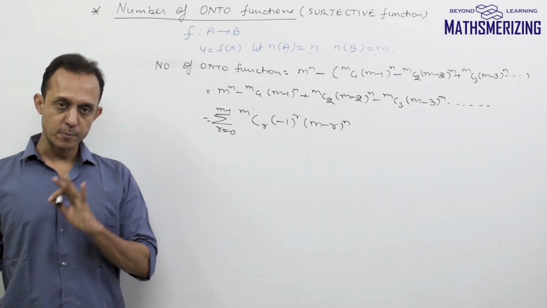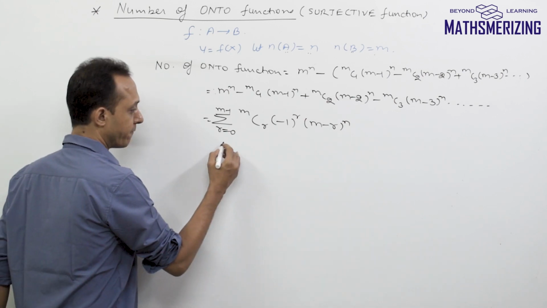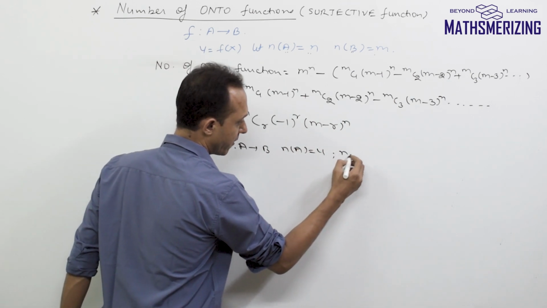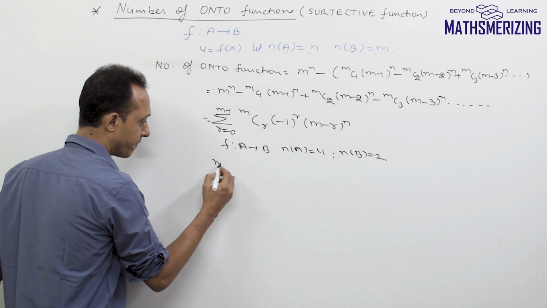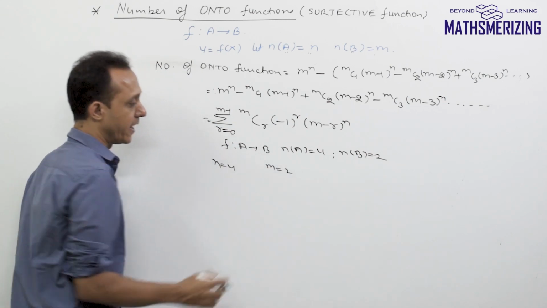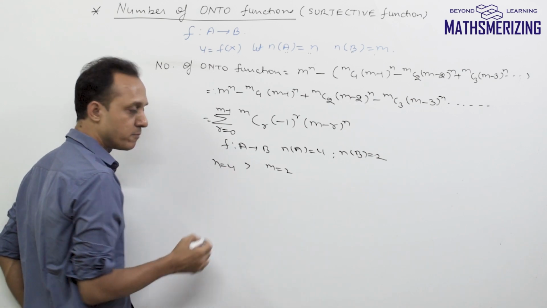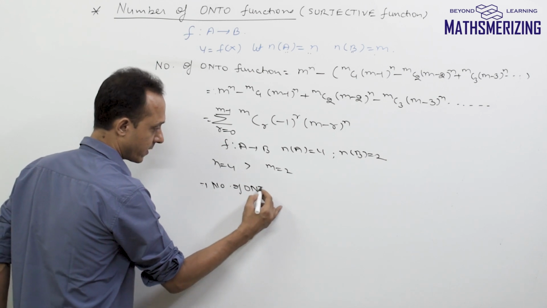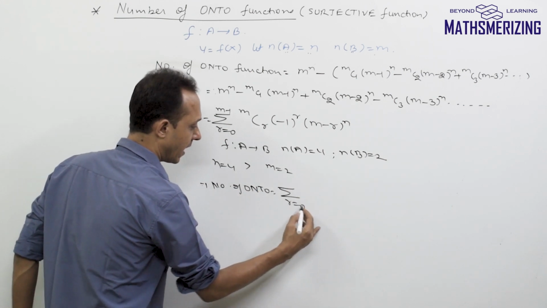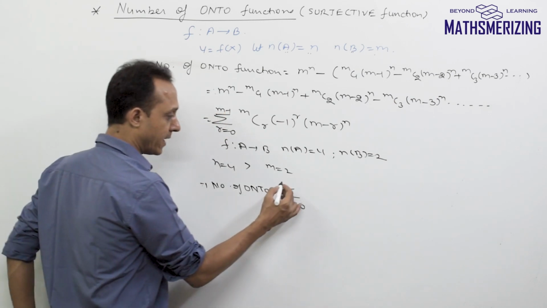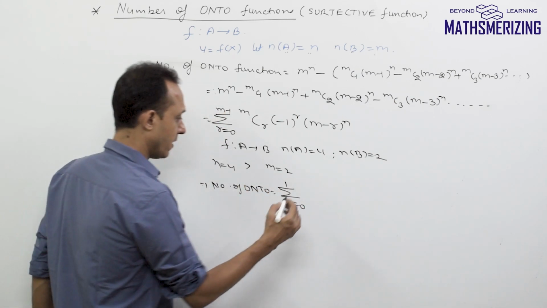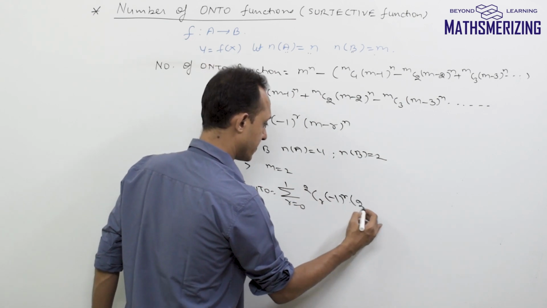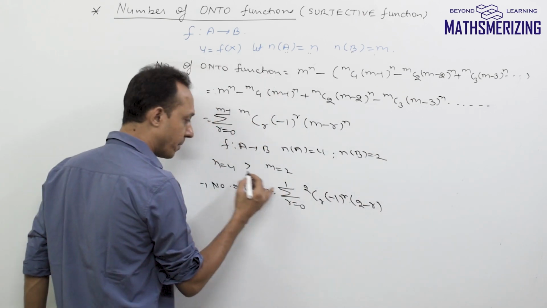So let us take up an example. Suppose I have to find the number of onto functions defined from set A to B, so that the number of elements in set A is 4 and the number of elements in set B is 2. So in this case, the value of n is 4 and the value of m is 2. So clearly n is greater than m, so I can use the formula. Now the formula is the number of onto functions is given as summation r varies from 0 to m minus 1, and m minus 1 in this case will be simply 1, and m is 2, so it is 2Cr (minus 1) to the power r, (2 minus r) to the power n.